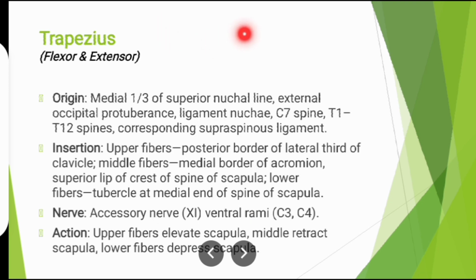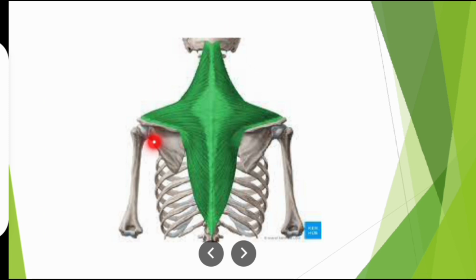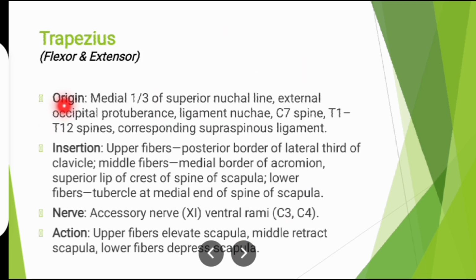The next muscle is trapezius muscle. This is the largest muscle. The muscle in green is trapezius muscle. Origin middle 1/3 of superior nuchal line, external occipital protuberance, ligament, C7 spine, T1 to T12 spines corresponding supraspinous ligament. Insertion posterior border of lateral third of clavicle.